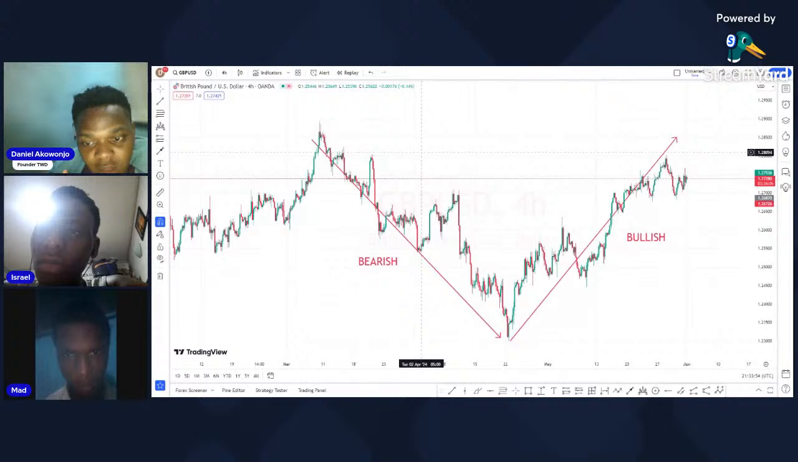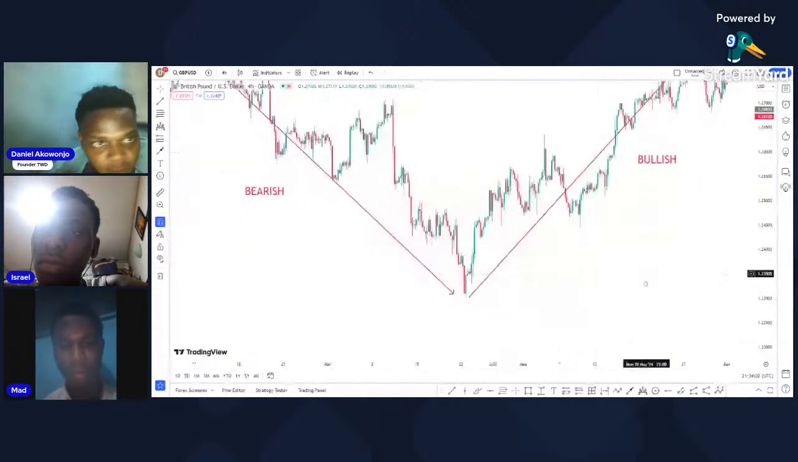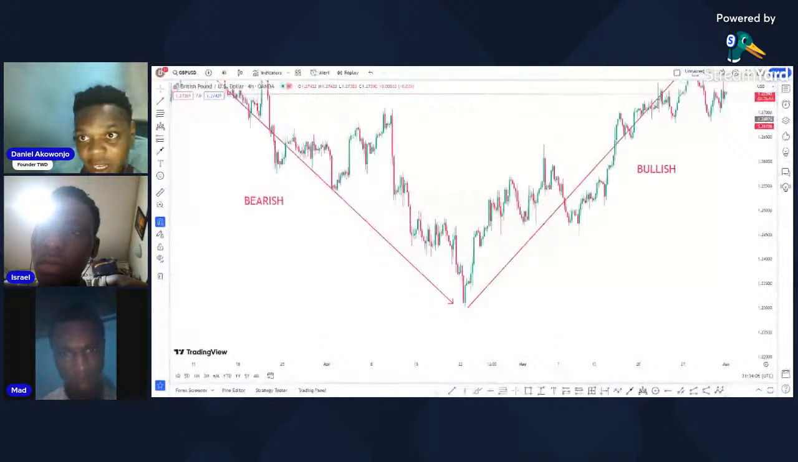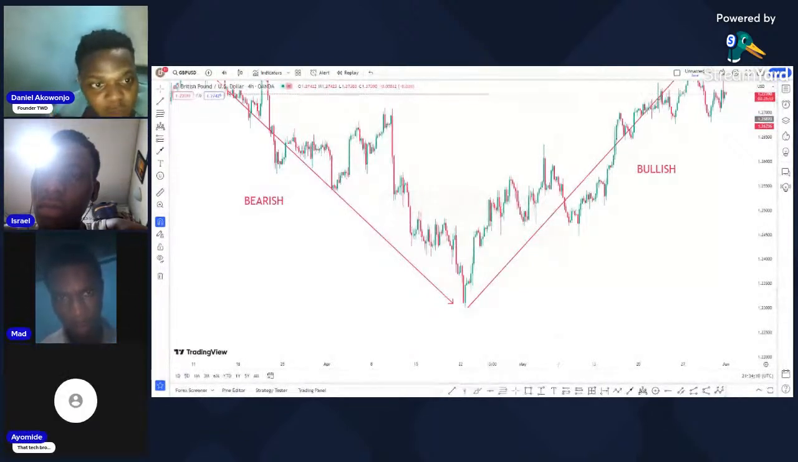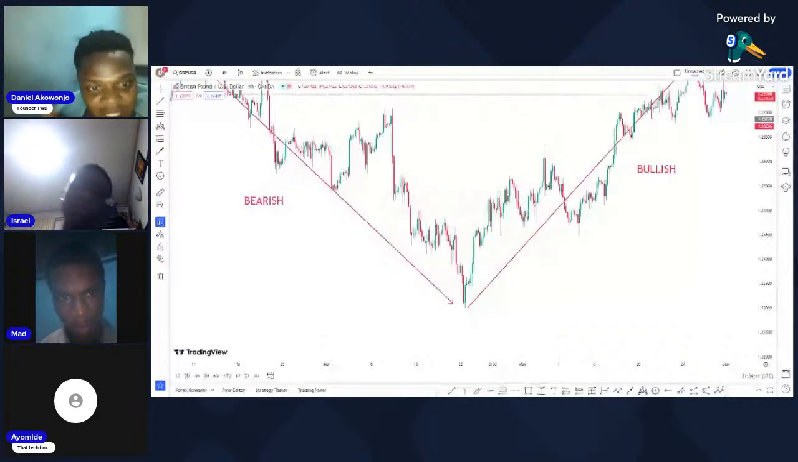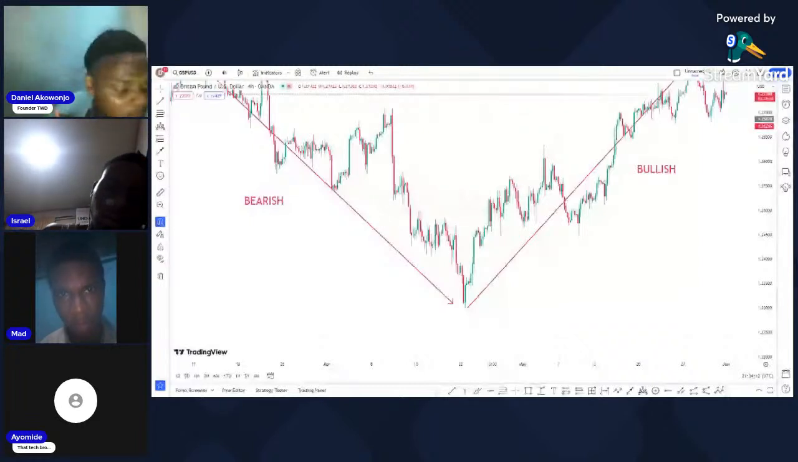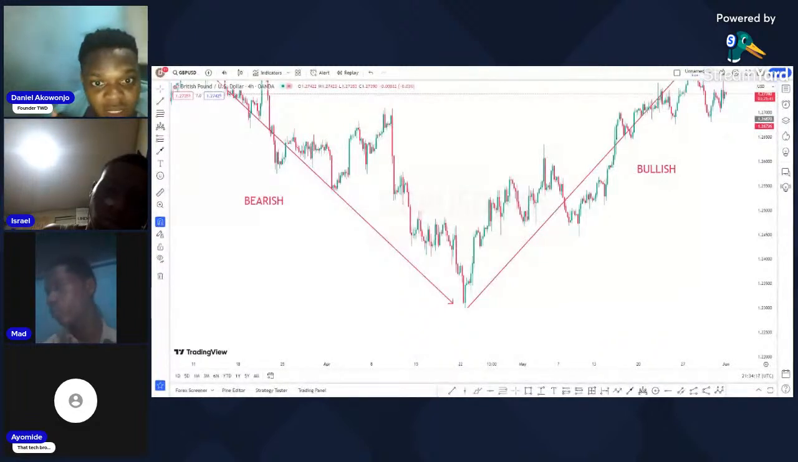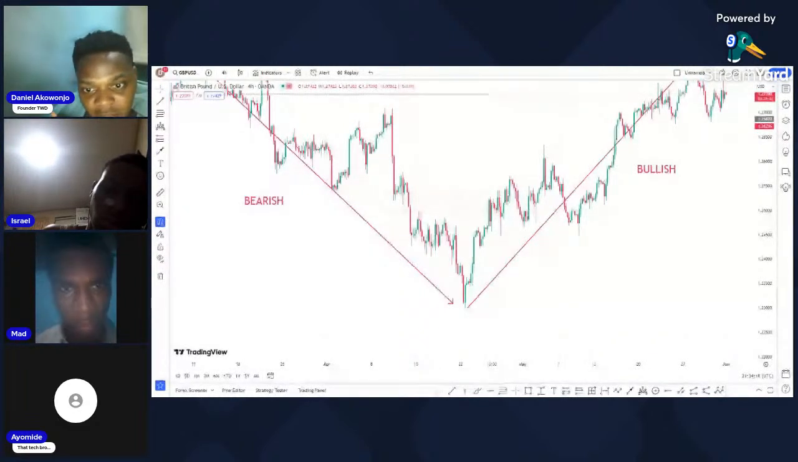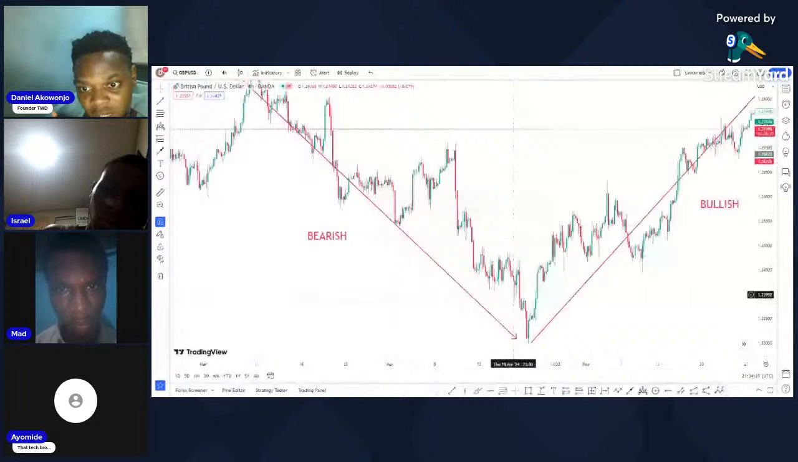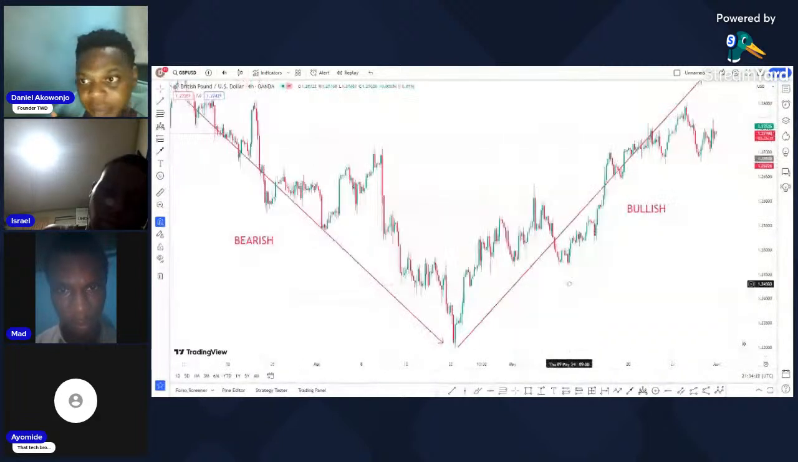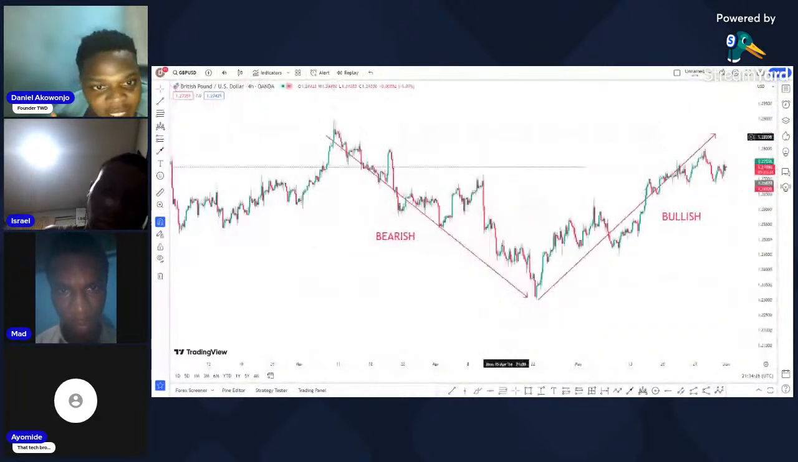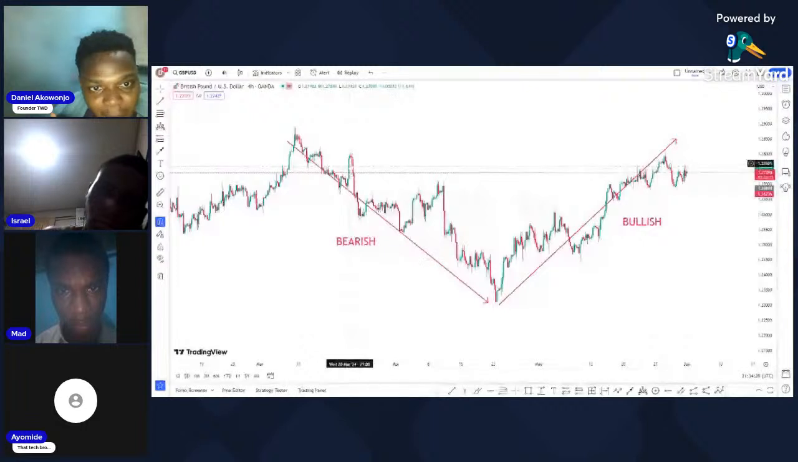Now there's something we call higher highs and lower lows. These are advanced stuff, but I wouldn't want to bombard you with it. I just want you guys to know that there are things we call higher highs and lower lows. So you have to pay attention to these things, that for every bearish movement, there's always going to be a bullish movement at the end of the day.